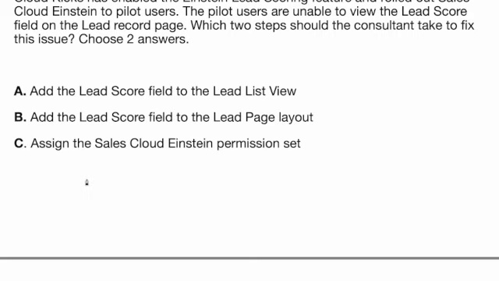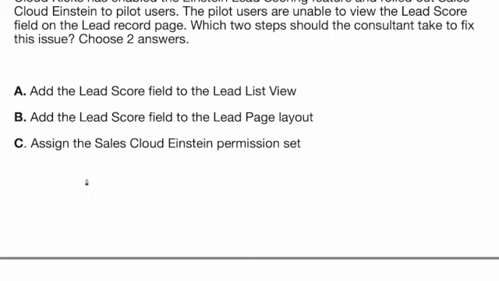Moving on to question 2. CloudKicks has enabled the Einstein lead scoring feature and rolled out Sales Cloud Einstein to pilot users. The pilot users are unable to view the lead score field on the lead record page. Which 2 steps should the consultant take to fix the issue?